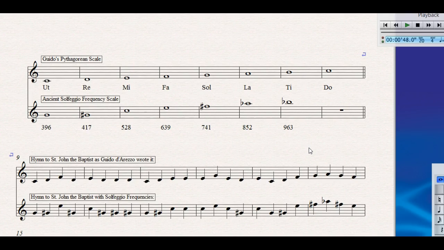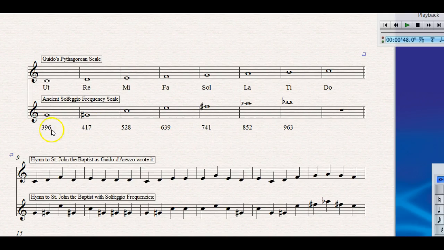Ti was added later. They changed ut to do because I think all these others begin with consonants. This is a vowel, and all the others are not. So therefore, it's going to be easier to say when you're not starting something with a vowel. So do, re, mi, fa, sol, la, ti, do is easier to say than ut, re, mi, fa, sol, la, ti, do, especially when you're singing. All right, so that's an explanation why that ut has been changed to do.